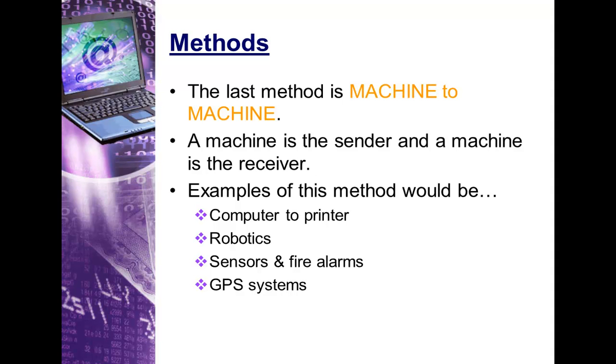Examples of this method would be computer to printer, sending the data or the information or the binary code, which we'll talk about later in the course, to the printer to print out what design or what idea we want. Robotics, where the computer tells the robot what to do. Sensors and fire alarms throughout a building. And the GPS system. Now again, the GPS system gets its information from the satellite, which is a machine, and then the GPS gives the information to you, which is a person. So again, there's a lot of different steps along different ways, and we try to just pick one and address that one.